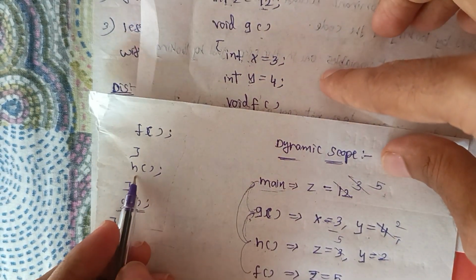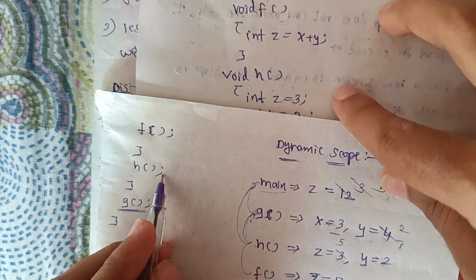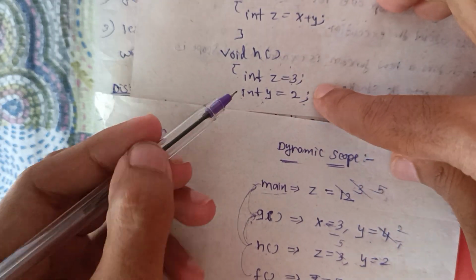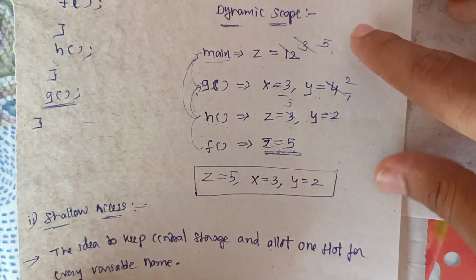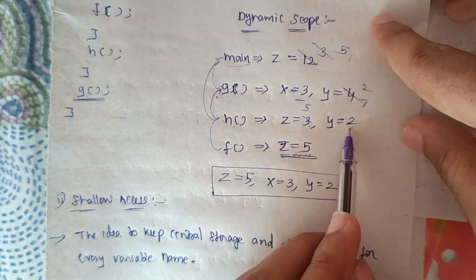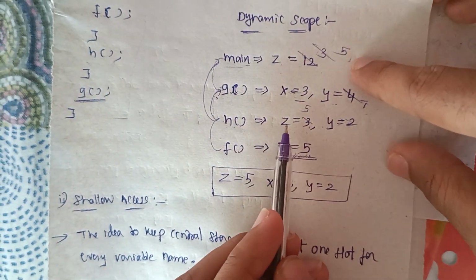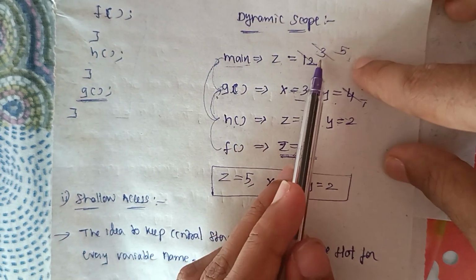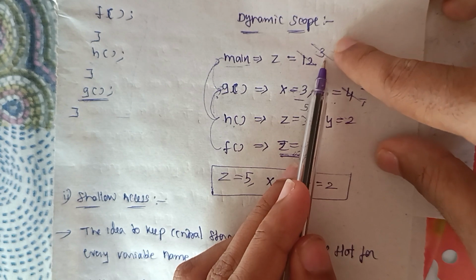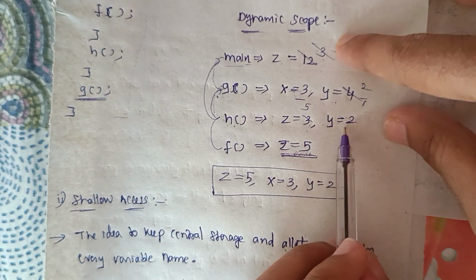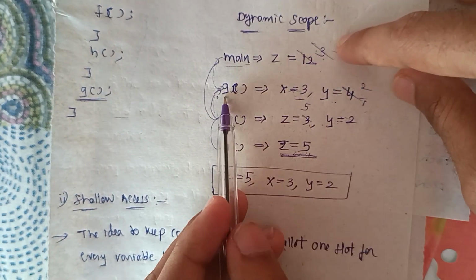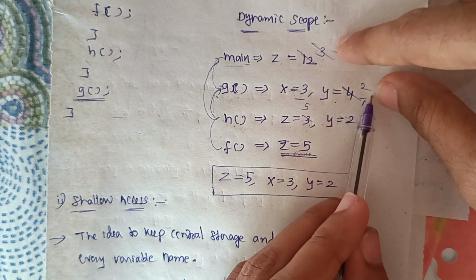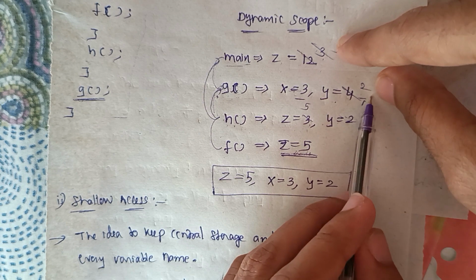The next function to be called is h, and h contains two variables, z equals 3 and y equals 2. Same has been written. But here the z variable is present in main, so we are going to change the value of 12 to 3, and it has been changed. And the value of y equals 2. But the function g contains the variable y also, so that also is going to be changed from 4 to 2, and the value of y is changed.